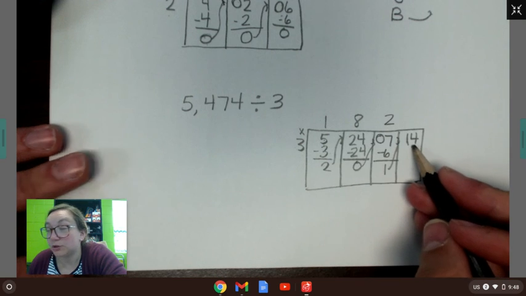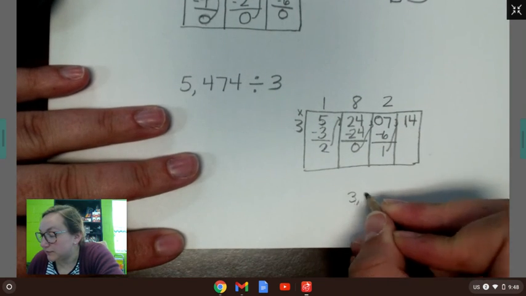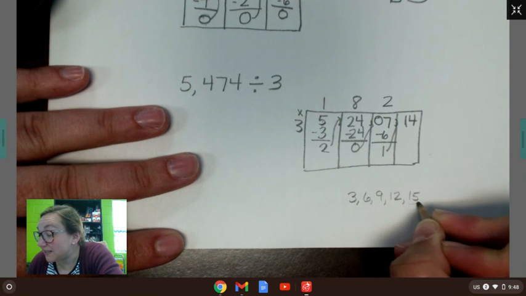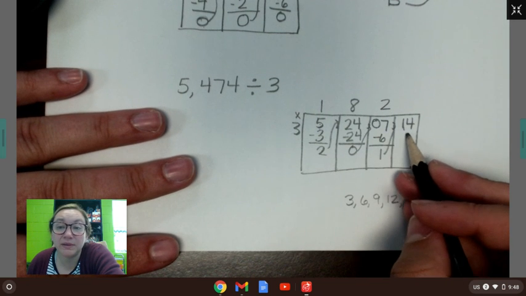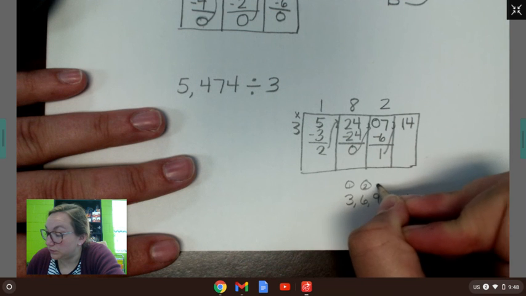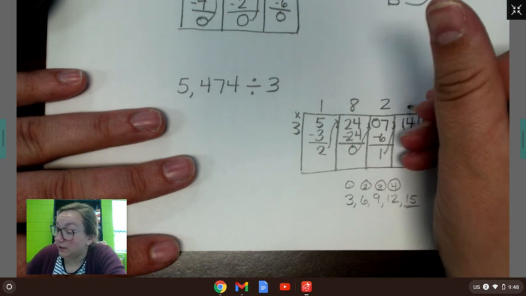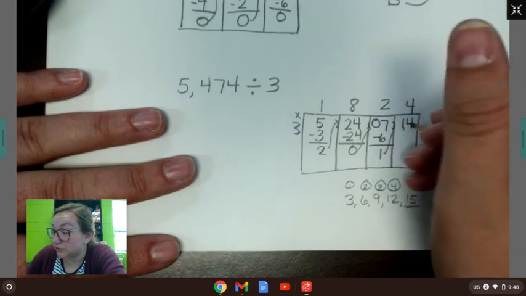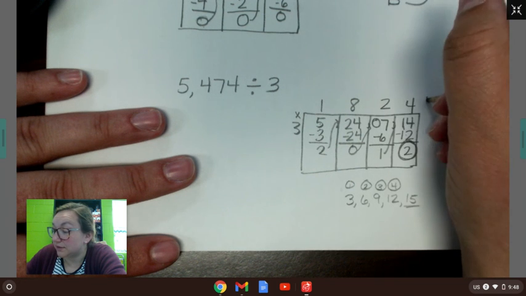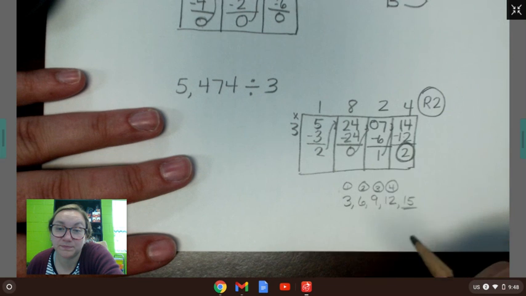All right. 3 can go into 14. So if you don't know, do your threes. 3, 6, 9, 12, 15. 15 is too big. It cannot be bigger than this number. So we will do 1, 2, 3, 4. 3 can go into 14. 4 times 3 is 12. My difference, and this is going to be my remainder. That's what's left over.